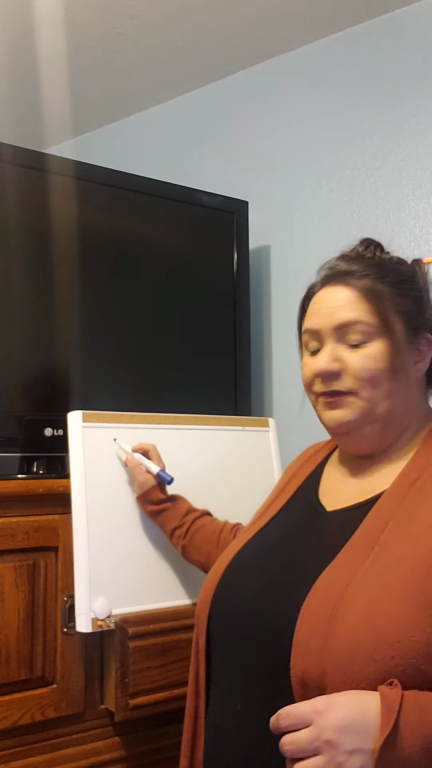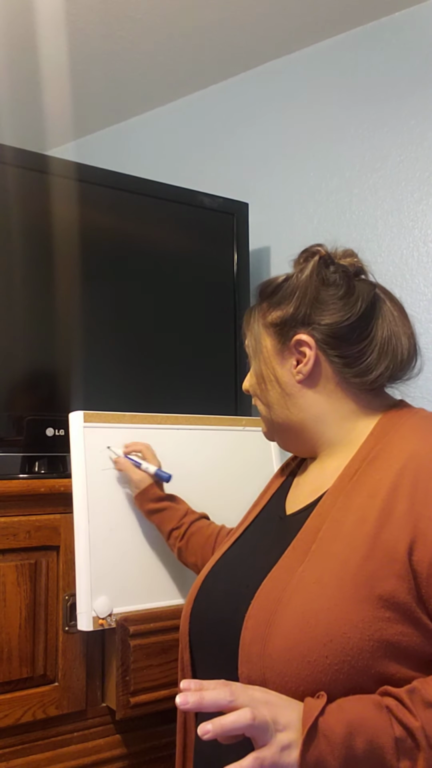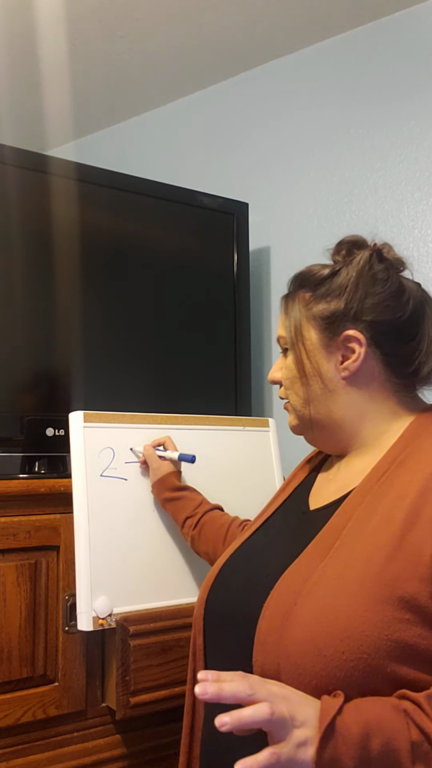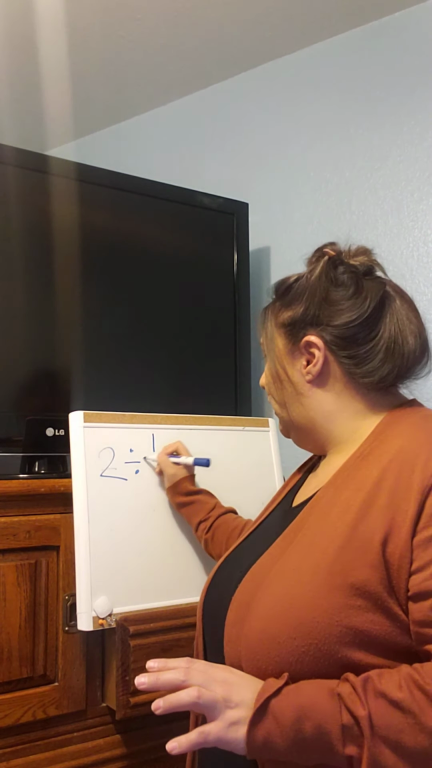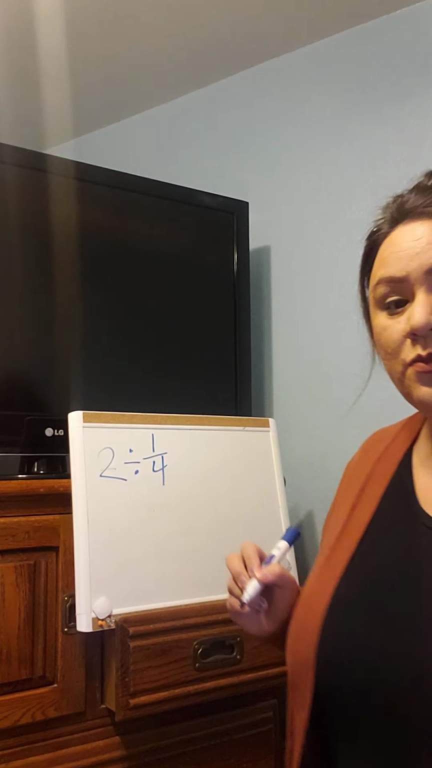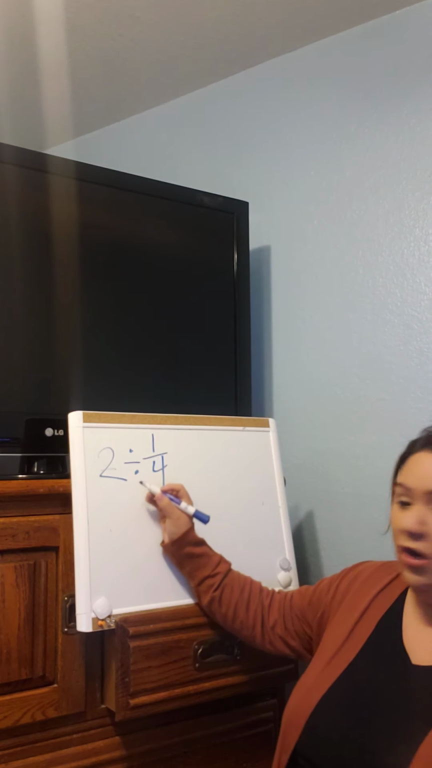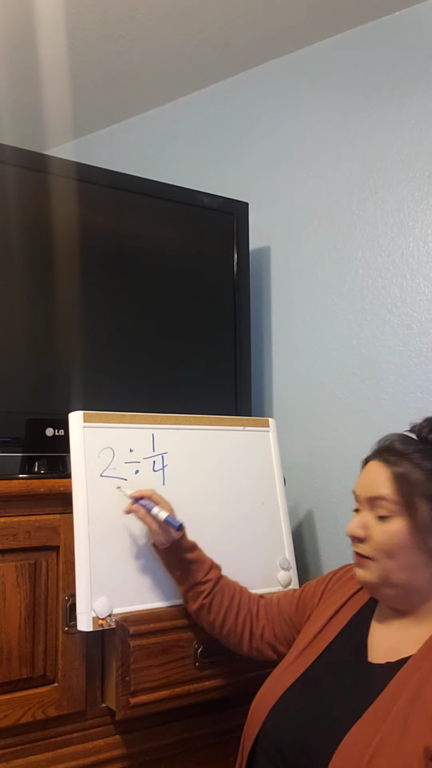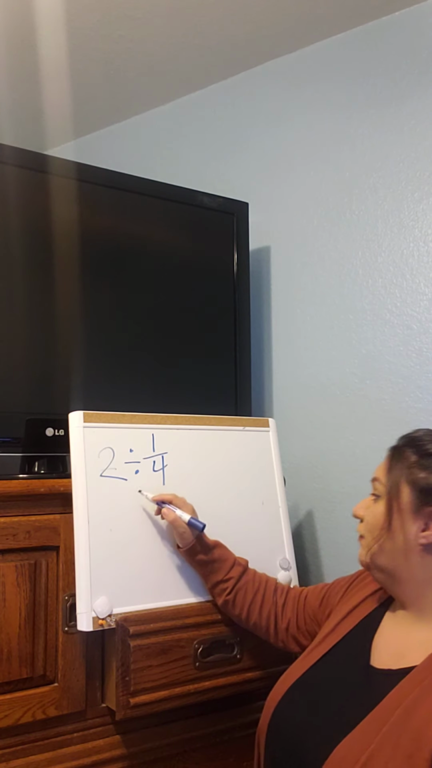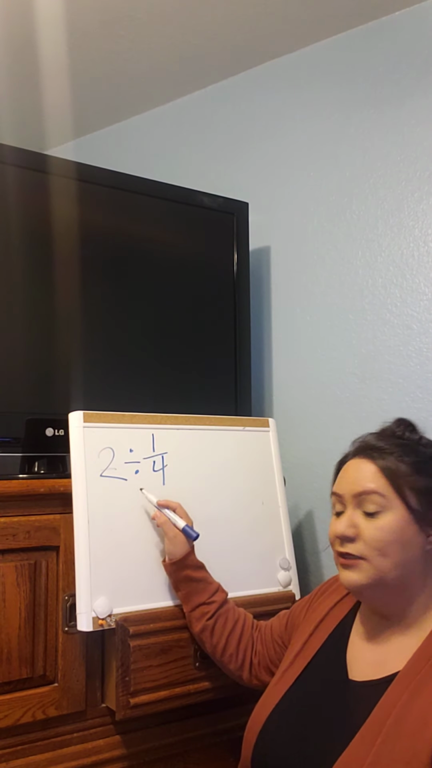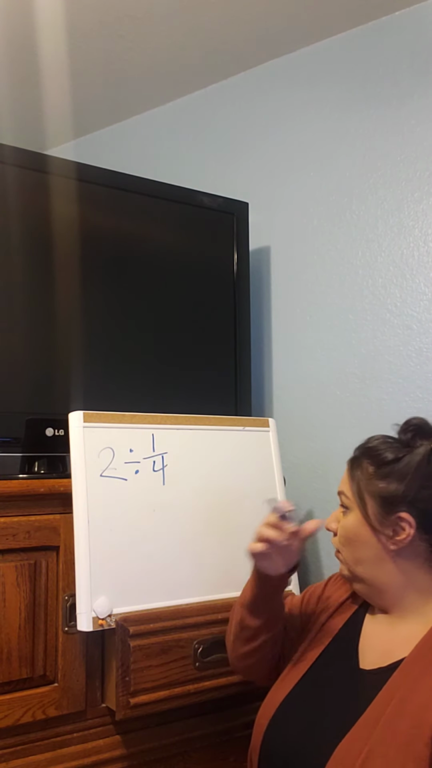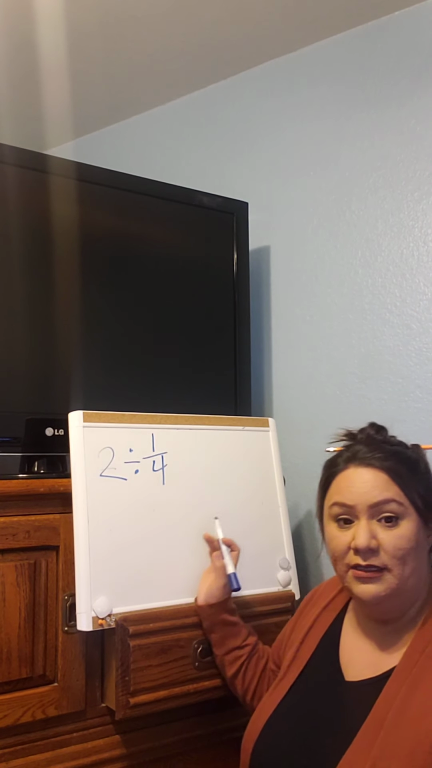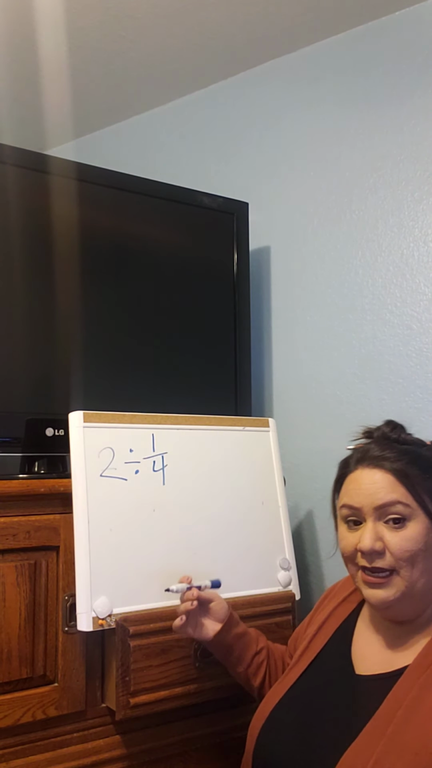So something that looks a little different that we haven't seen before is maybe a problem like this: 2 divided by 1/4. So it's a little harder. I'm going to sit down so you can see the board better. It's a little harder when we're dividing 2 divided by 1/4 because we can't just divide straight across.